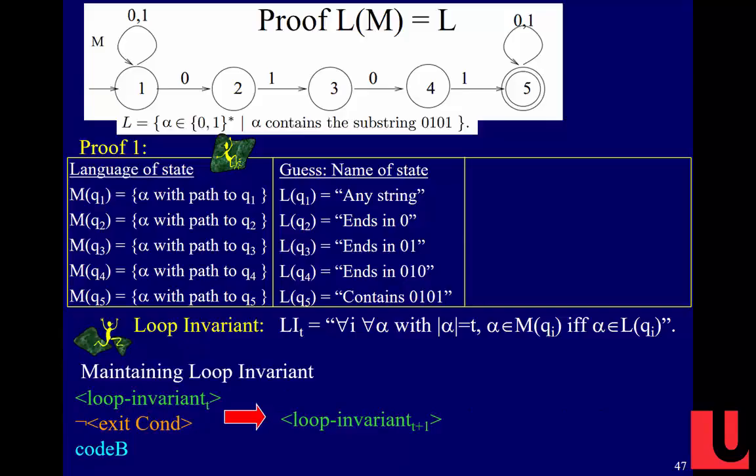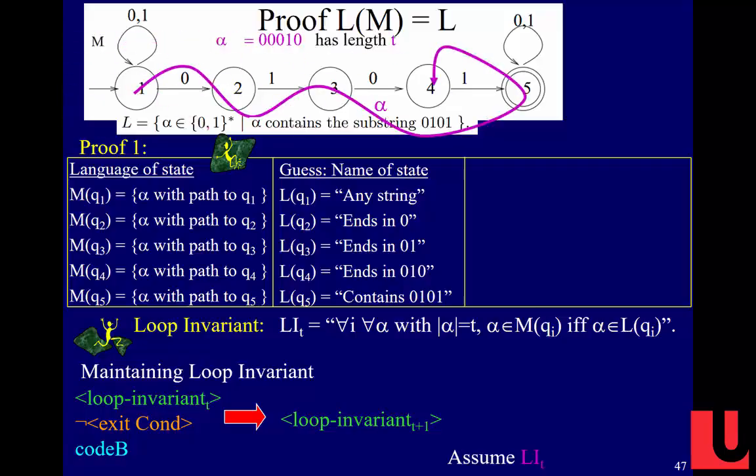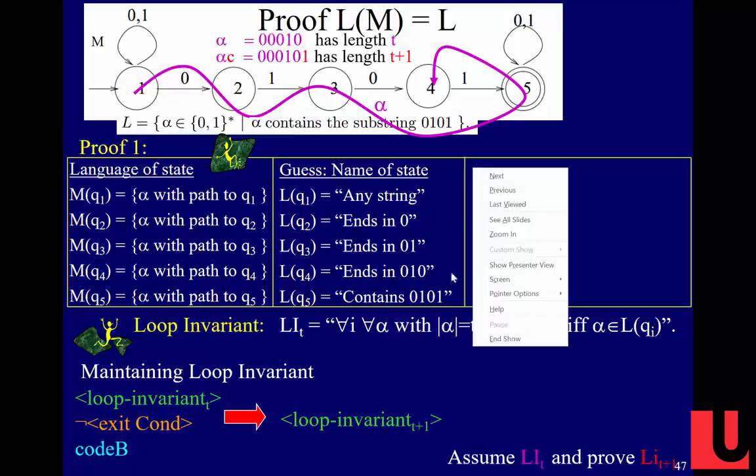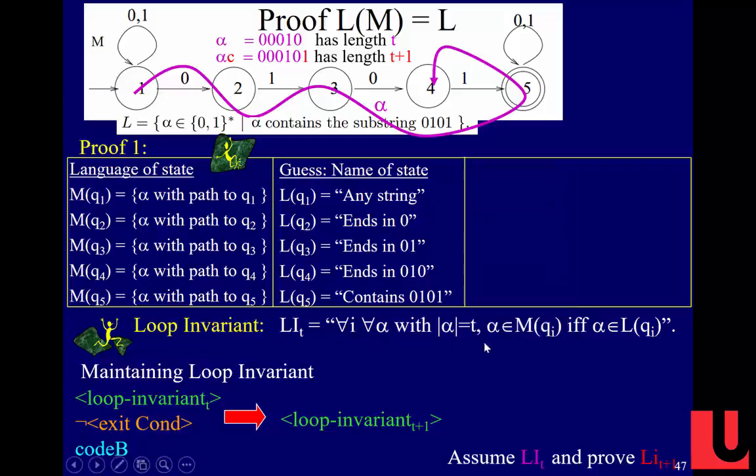So now what are we trying to prove? Suppose the loop invariant is true, the induction hypothesis is true for T, and we want to prove it's true for T plus 1. And how do we prove it for T plus 1? What do we know? We know that for every path of length T, we have this property. Now we want to prove this statement right here for T plus 1.